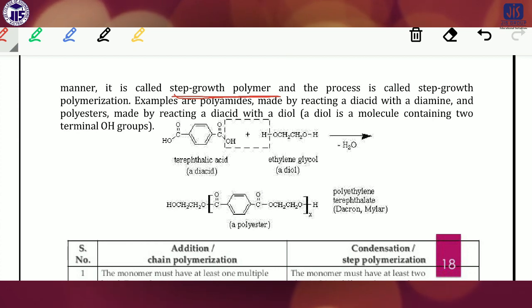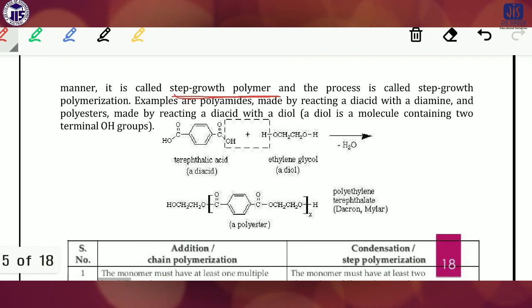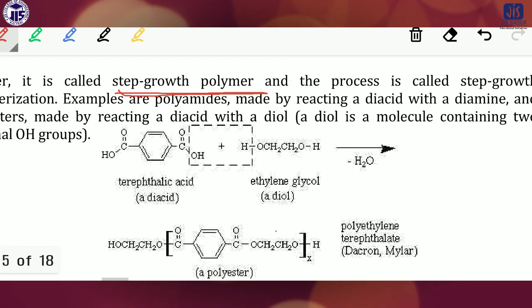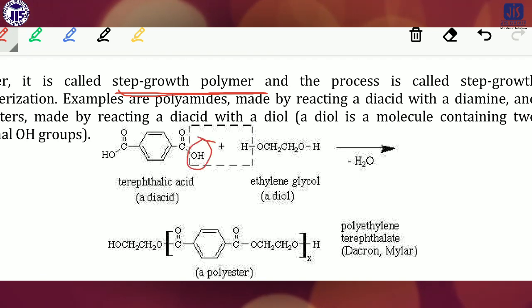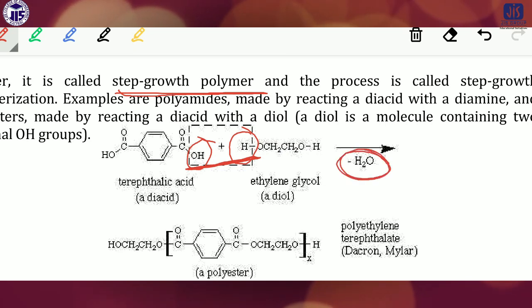There are so many examples present. Like the examples I told you, there will be a reaction between two functional groups. If you concentrate here, in the first compound there is one functional group, and in another compound there is another functional group, with H. So this H and OH will form water. Minus H2O means it is produced along with the polymer.